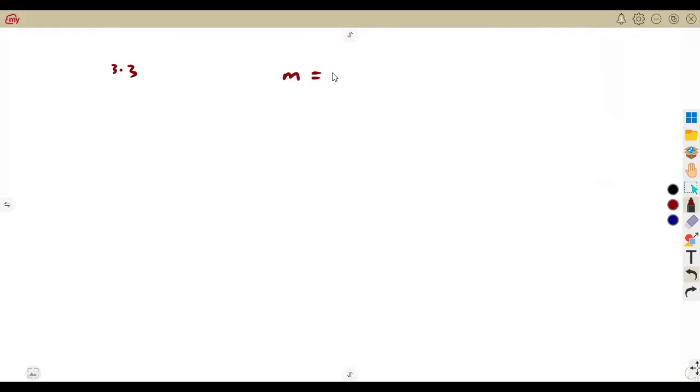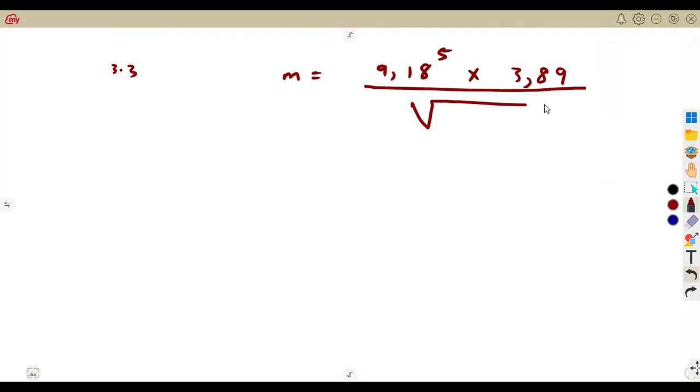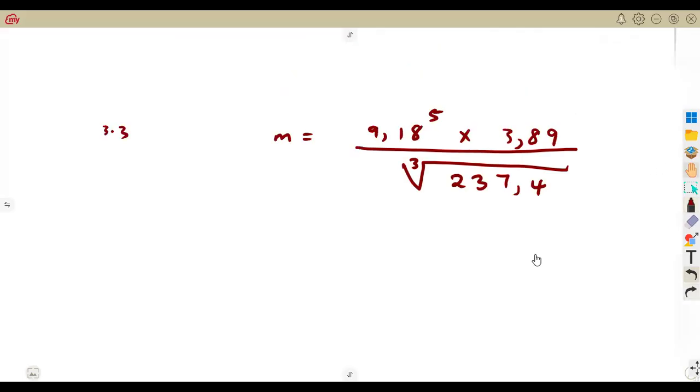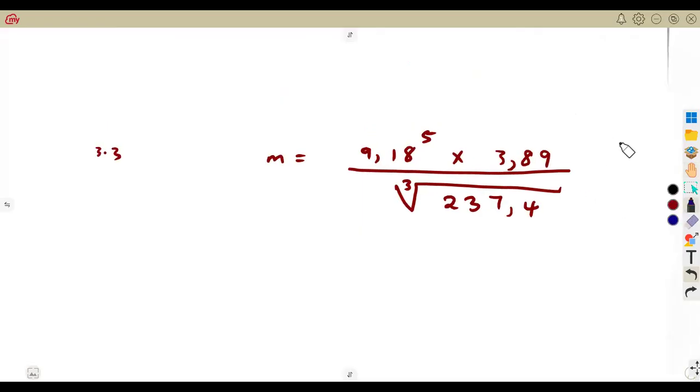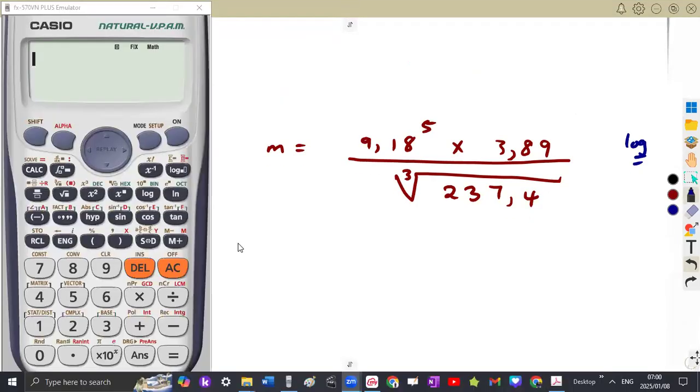All right, so m is equal to 9.18 to the exponent of 5 times 3.89, everything over the cube root of 237.4. So they need you to solve for m, but using logarithms, meaning you're supposed to introduce the logarithms. But you can just check on your calculator what the approximate answer is. They do not want you to simplify it that way, but you can just check.